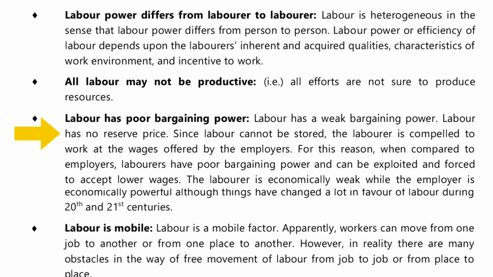Next one is the poor bargaining power of the labor. He is a resource which could be used, but at times he is paid less when compared to employers, that is, skilled persons. The physical laborers have a very low bargaining power. They are used. The next one is labor is mobile. That is, he can be moved from one place to another where he is needed.